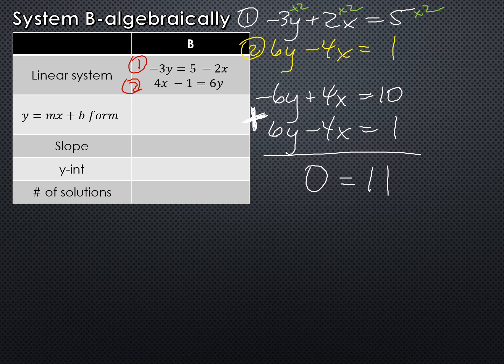So we tried to eliminate the y's, we got rid of them. When we add, we had 0x equals 11. That's not true. 0 times anything should be 0. So if you run into that situation, that means, just like we proved when we graphed them, there are no solutions, meaning they do not intersect. There is no point of intersection.